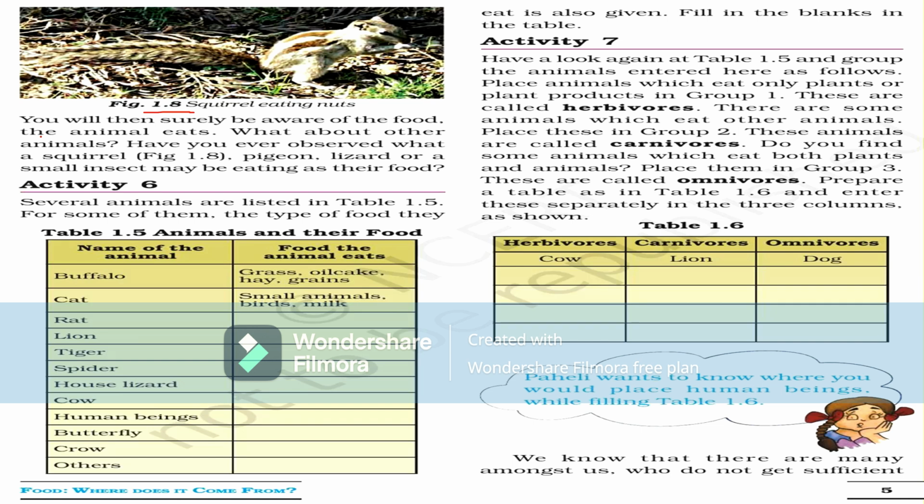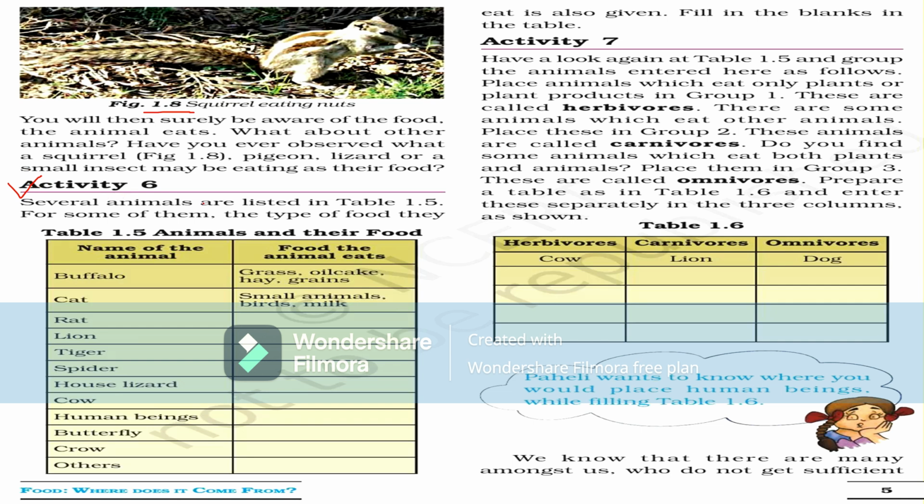Without pets, other animals are present in the forest, right? They are living in the forest, right? So what do they eat? Have you ever observed what a squirrel eats? What a pigeon eats, or a lizard or small insects may be eating as their food? Let us know. Okay, moving towards activity 6. You can observe it also.